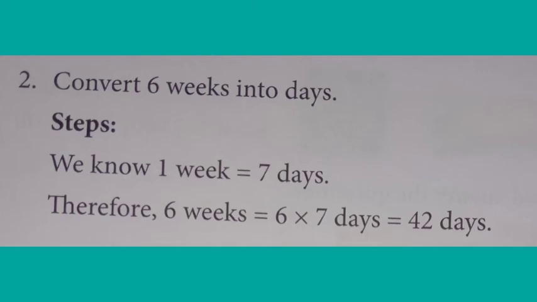Example 2. Convert 6 weeks into days. Steps are: we know that 1 week is equal to 7 days. Therefore, 6 weeks equals 6 into 7 days, which equals 42 days.